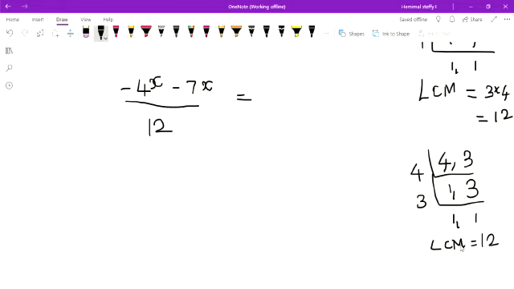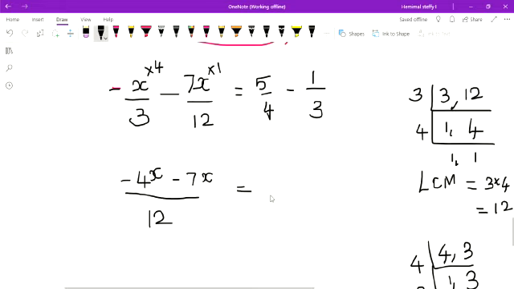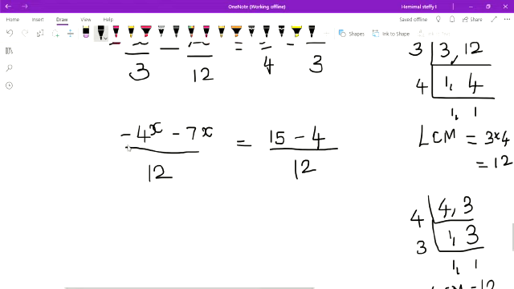Same denominator. So I take the common denominator 12. How many times does 4 go into 12? 12 divided by 4 gives 3. So I multiply the numerator by 3. 5 threes are 15. Minus, 12 divided by 3 is 4 times, so I will multiply by 4 here. It gives minus 4x and minus 7x.